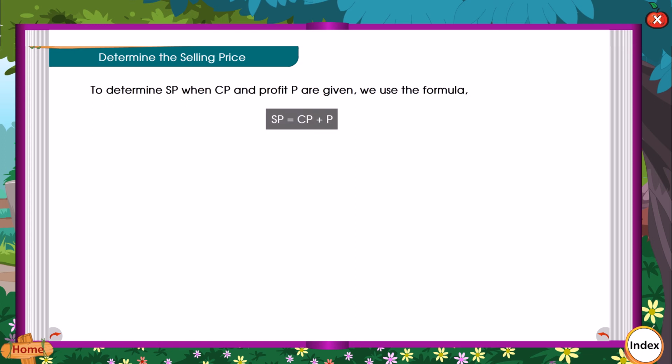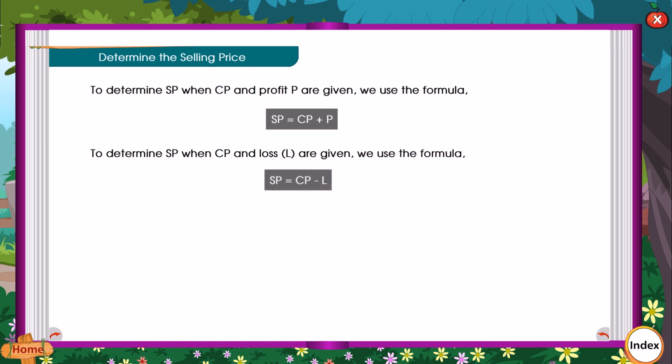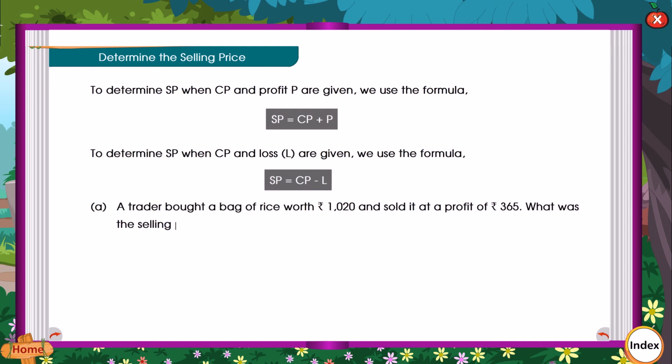Determine the selling price. To determine selling price when cost price and profit are given, we use the formula selling price is equal to cost price plus profit. To determine selling price when cost price and loss are given, we use the formula selling price is equal to cost price minus loss. A. A trader bought a bag of rice worth rupees 1020 and sold it at a profit of rupees 365. What was the selling price of the rice?